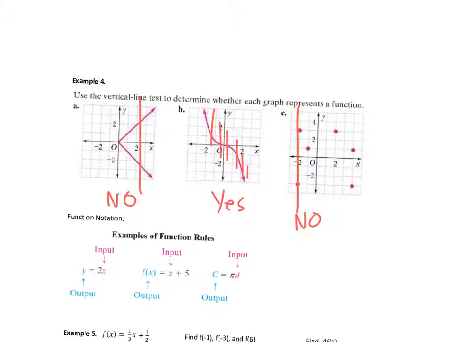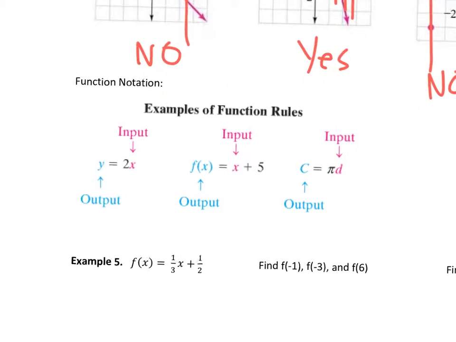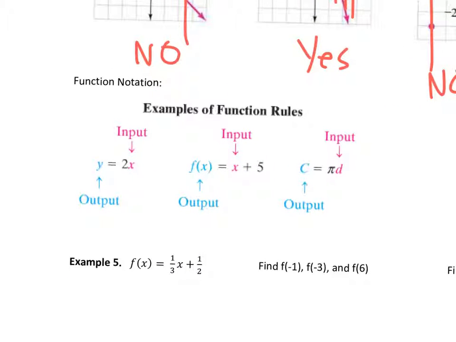So another way that we use functions is using function notation. You might have seen this in Algebra 1, where sometimes we just have a variable, y equals 2x. Other times we can have f of x or g of x or h of x. So f of x means that this is going to be your output, your y, but you're going to input whatever is with x. So if you had f of 2, that means that you're going to plug in 2 for x. So that's 2 plus 5.